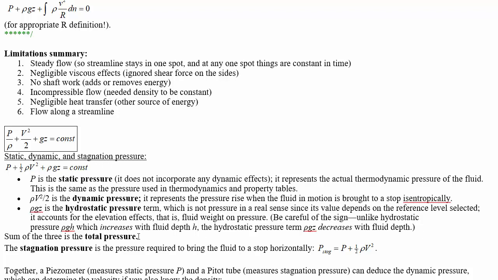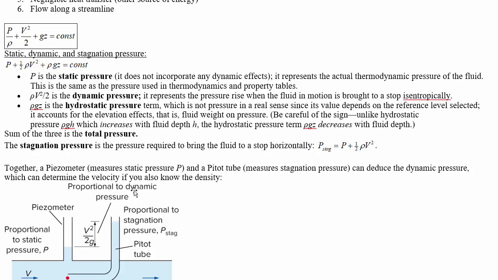And even then, that's only if you select the appropriate level of the surface for your Z equals 0 term. So the sum of the three is called the total pressure, and the stagnation pressure is the left two. It's the pressure required to bring the fluid to a stop horizontally. So P plus half rho v squared. Remember that the dynamic pressure was the increase in pressure for bringing the fluid to a stop. So the total is the pressure required to bring the fluid to a stop.